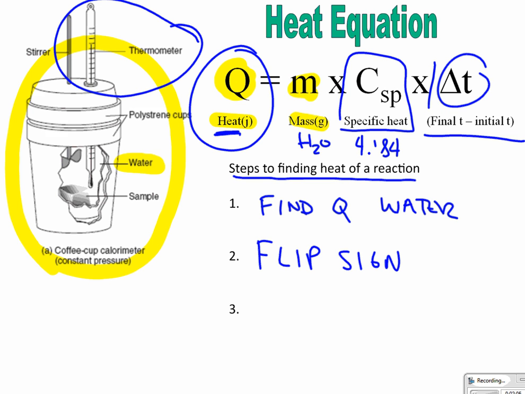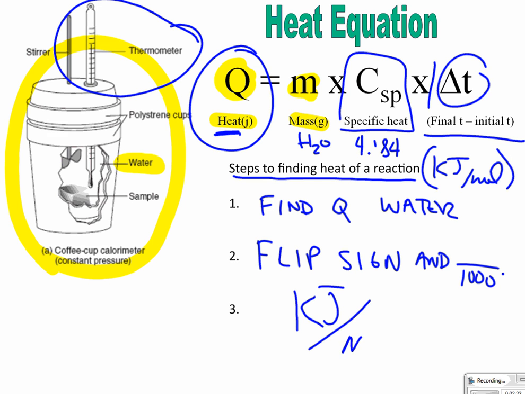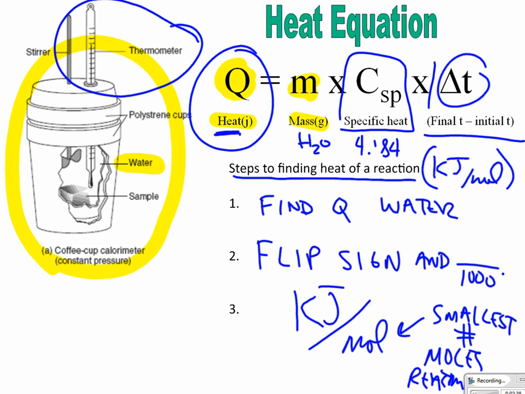You're also going to divide by 1,000 because when they ask you for heat of a reaction, they're going to want it in kilojoules per mole. That's the units that they use, so copy that down. The third step is to take your new kilojoules and divide by moles, and it's the smallest moles of the reactant, or whichever reactant they give you, because think about limiting reactant. After you do all that, you have the heat of a reaction. Those are the key 3 steps to finding the heat of a reaction.